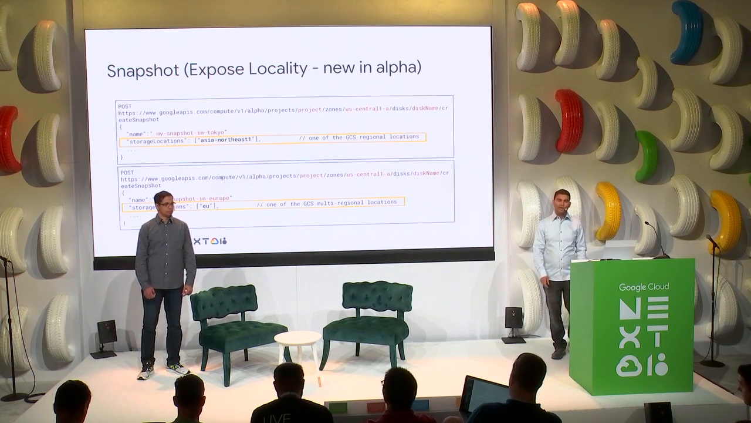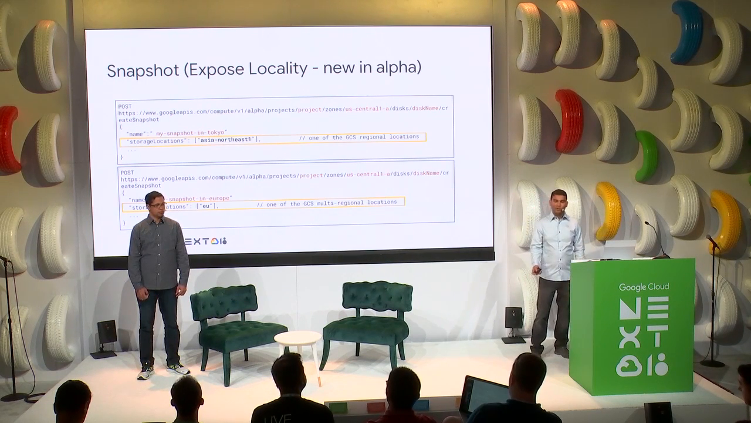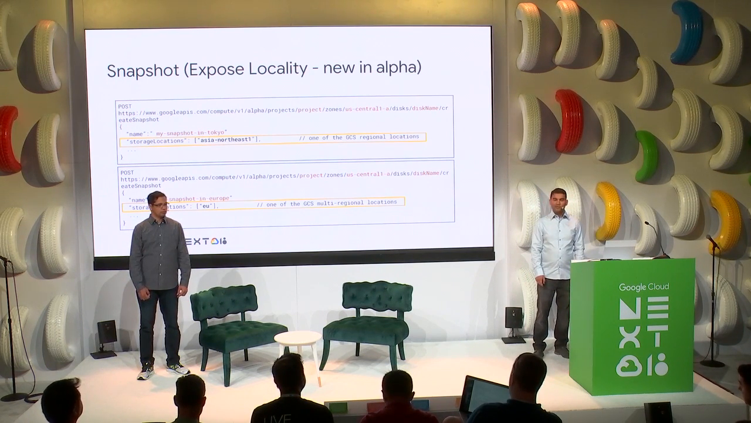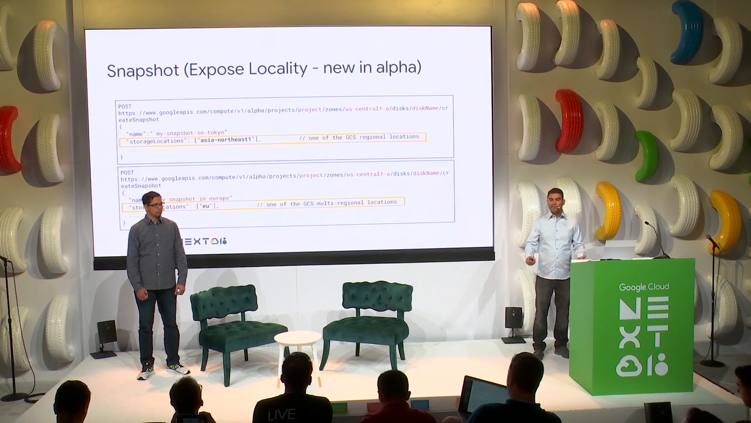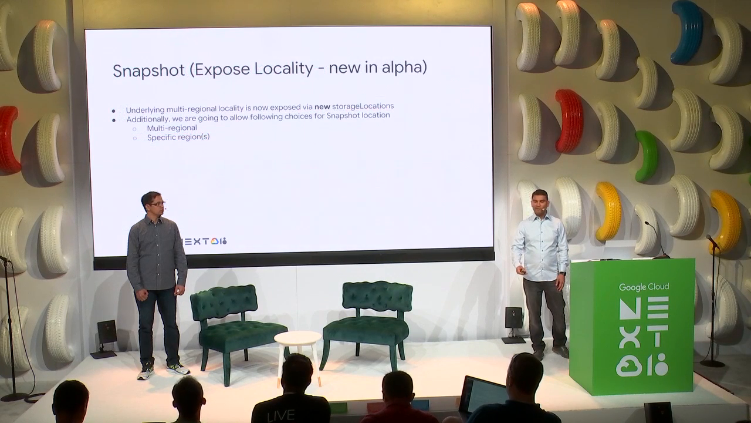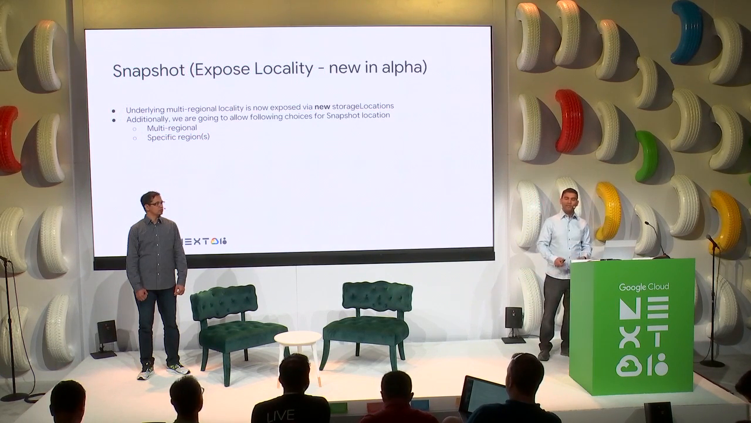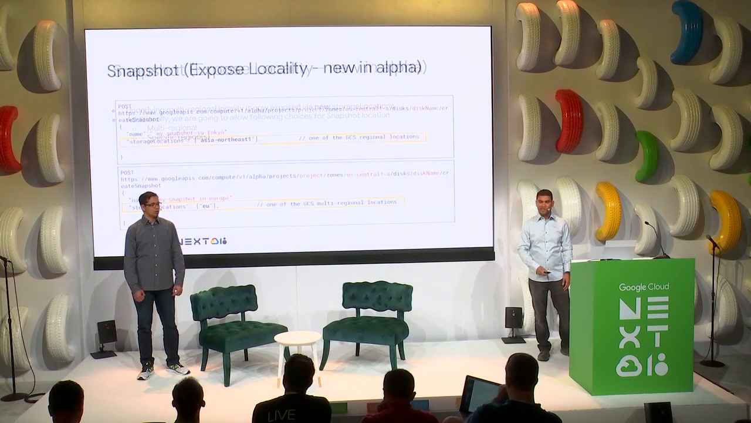This is what it looks like. That's the parameter. I've given 2 examples: storage locations with just one location, or you pick a multi-regional location. The multi-regional is a GCS construct. EU simply implies it's one of the EU regions. And as I explained previously, we will tell you the specific multi-regional places where we place the snapshot.